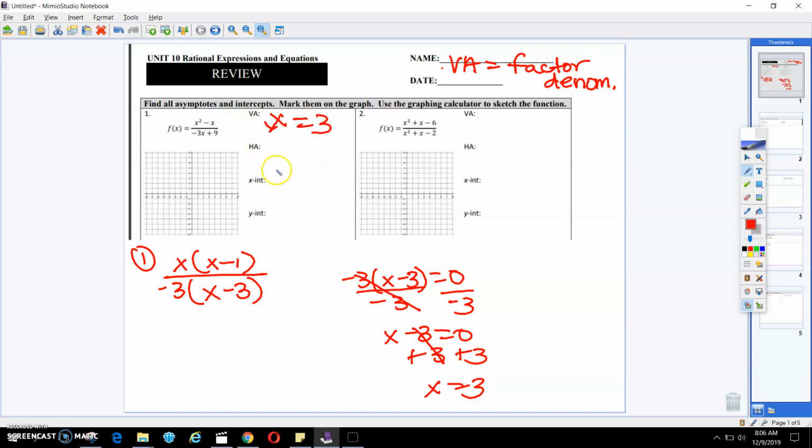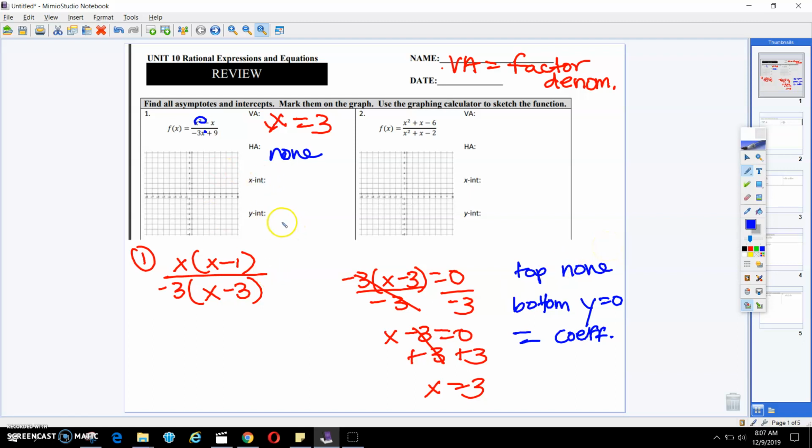For my horizontal asymptote, I've got to use those 3 rules. And guys, you've got to have those memorized. I'm not going to give them to you. For the 3 rules, if the top is bigger than the bottom, then there's none. If the bottom is bigger than the top, then it's y equals 0. And if they're equal, then you use the coefficients. So this one, the top is bigger than the bottom. We're looking at the exponents. So if the top is bigger than the bottom, then we have no horizontal asymptote. And you're always going to write either NA or none.